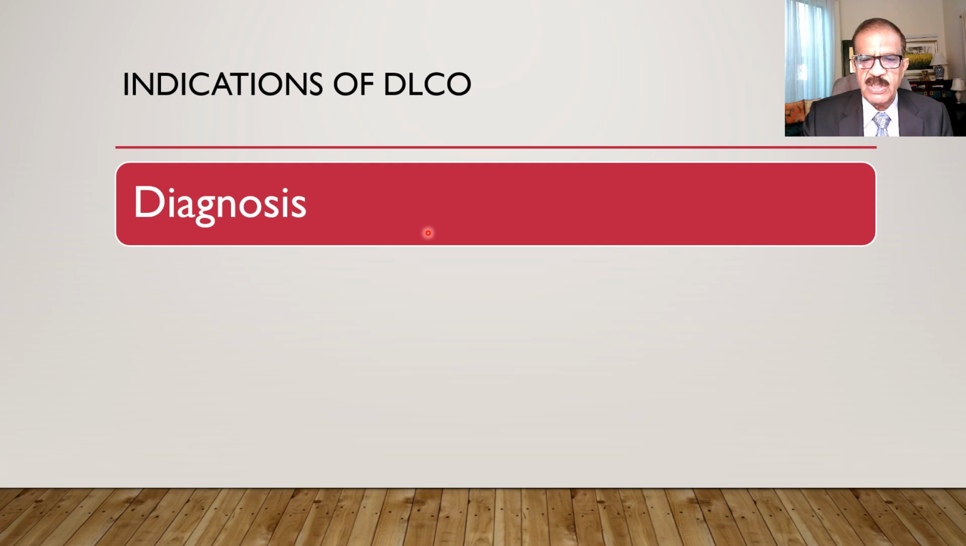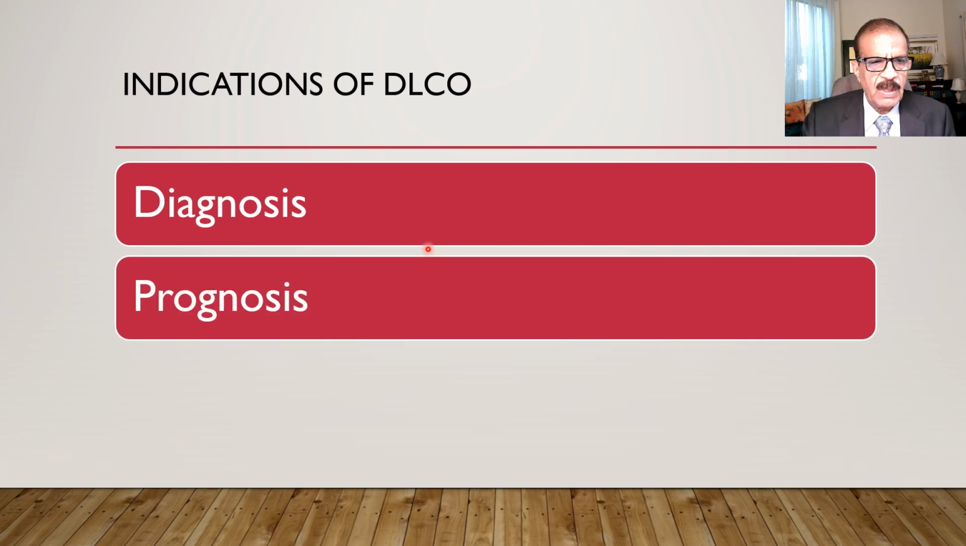Okay, so those diseases which specifically or predominantly affect the alveolo-capillary structure or the membrane, the surface area, there this test is useful for the diagnosis. Then prognosis. Of course, for any disease we want to know how responsive it is to the treatment and how the patient is doing, whether the patient is improving or not. So this test can be done at baseline, and then during the treatment, we can do the same test and see if there is any improvement or not.